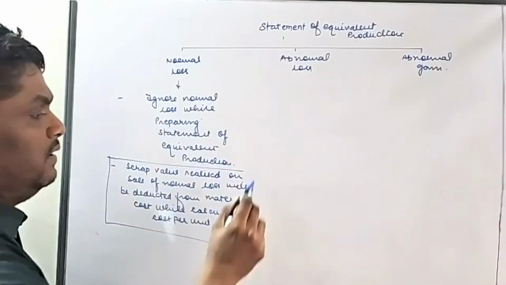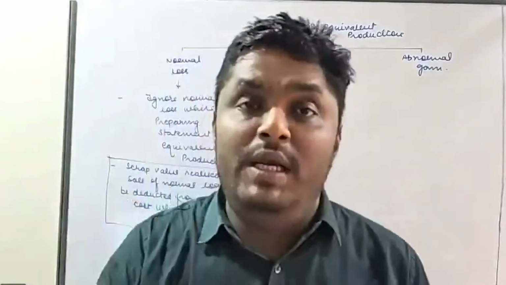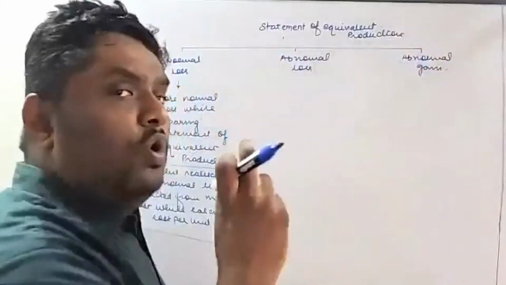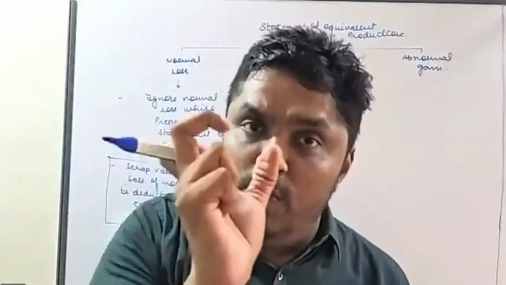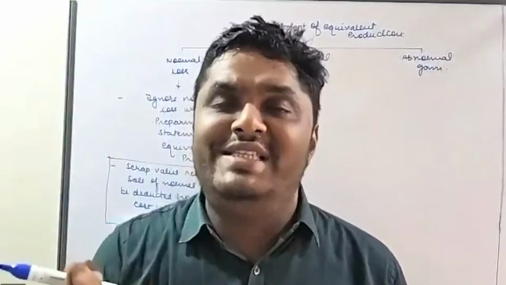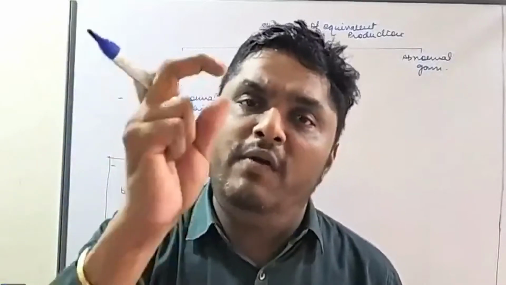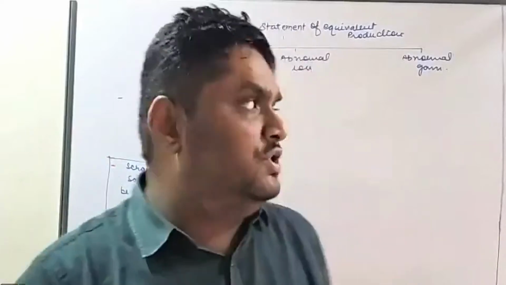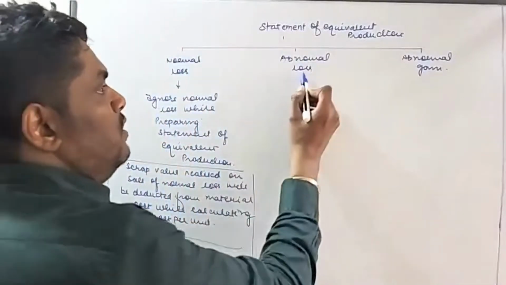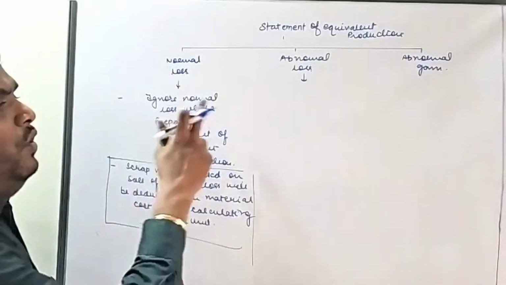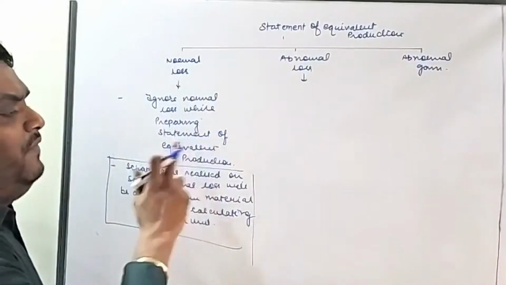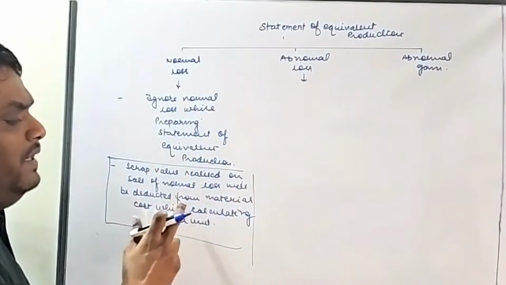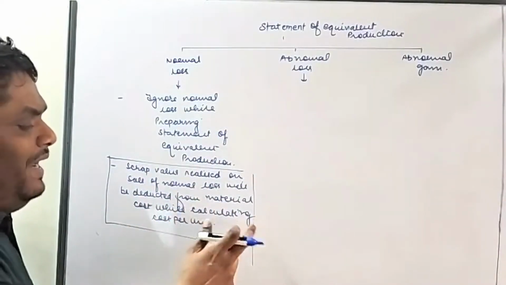Always remember this. So in short, जो भी scrap value आती है on sale of normal loss. See, herein we calculate cost per unit. So cost per unit जब आप calculate करते हैं, जो material cost होता है उसमें से scrap value less कर दीजिए, divided by equivalent number of units, you will get the cost per unit of material, and for labor and overheads there will be no change. So when talking about normal loss, ignore normal loss while preparing the statement of equivalent production. Second point, scrap value realized on sale of normal loss will be deducted from the material cost while calculating cost per unit.